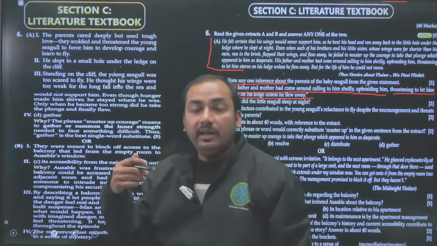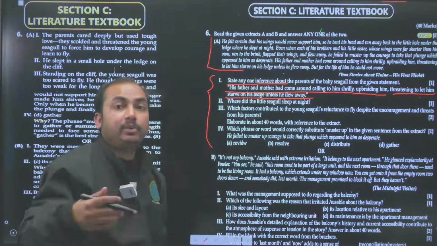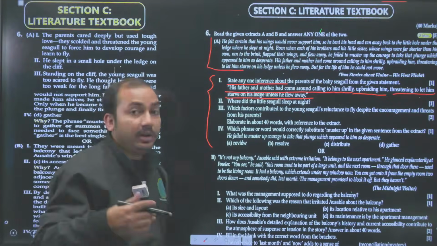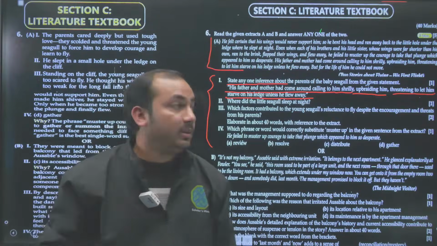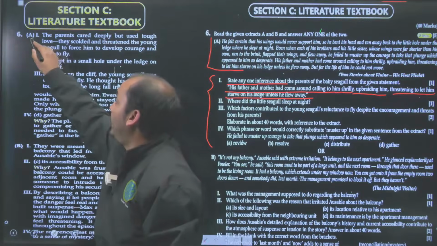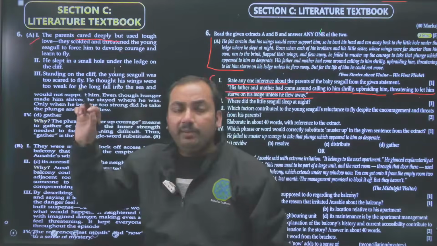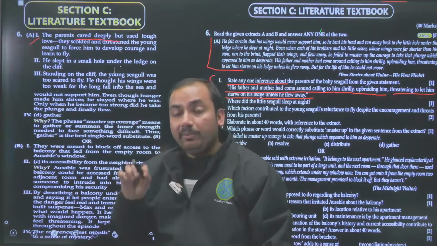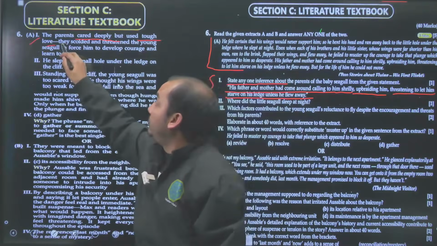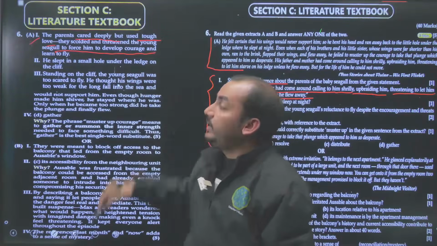They actually love their child, but they are forcing him and showing that they do not love him, just to motivate him and to let him fly. If they were not being strict, otherwise he would never fly. So we can see here the answer for the first question. The parents care deeply. It is not that the parents didn't care for the seagull. The parents care deeply, but use tough love. It means they are using tough love. They scolded and threatened the seagull to force him to develop courage and learn to fly.